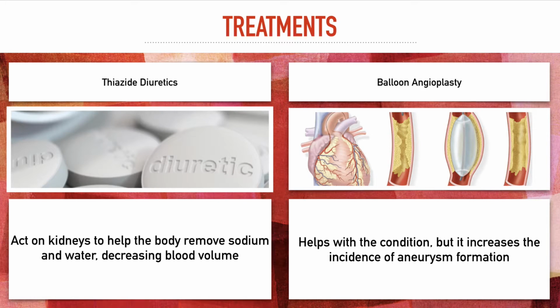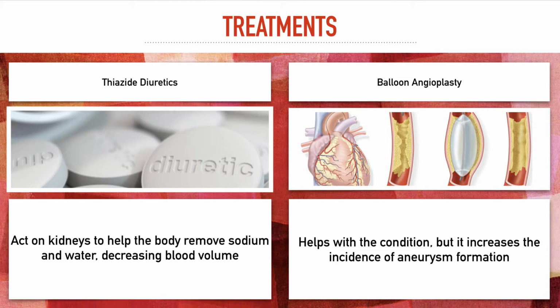In this case, a transducer and echocardiography are needed to perform this test. Your doctor may prescribe medications to lower your blood pressure. Some medications, such as thiazide diuretics. Diuretics, sometimes called water pills, are medications that act on your kidney to help your body remove sodium and water, decreasing blood volume. This is just one of the many medications prescribed to help with hypertension.